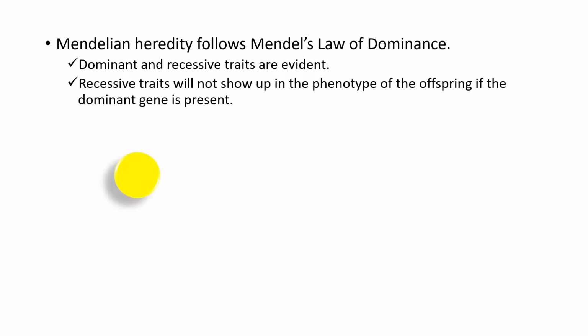So when he crossed a yellow seed and a green seed, all the offspring produced are yellow in color. That is because green is recessive and it does not show up in the phenotype of the offspring. However, not all inheritance patterns follow Mendel's law of dominance. One example is incomplete dominance.